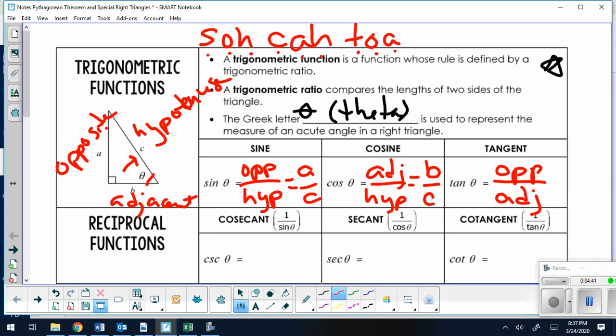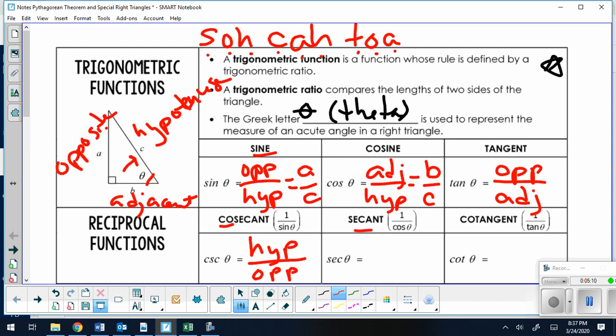Okay, your reciprocal functions use those. So cosecant and sine go together. Cosecant is 1 over sine. I don't know why cosecant goes with sine and not cosine. I'm sure there's a reason, but I don't know it. Notice if I do 1 over sine, think back to our complex fractions, what that does is flip the sign. So instead of opposite over hypotenuse, it's going to be hypotenuse over opposite.